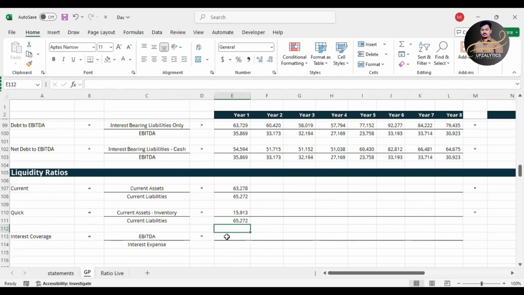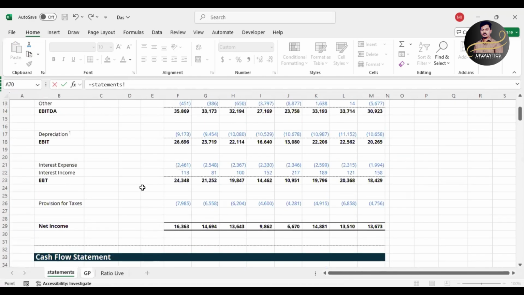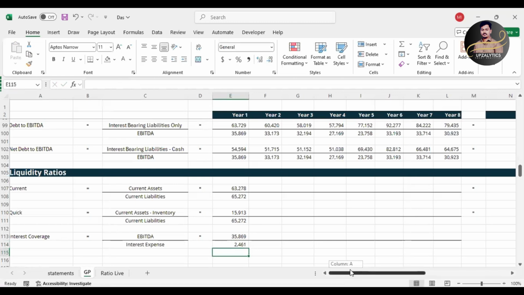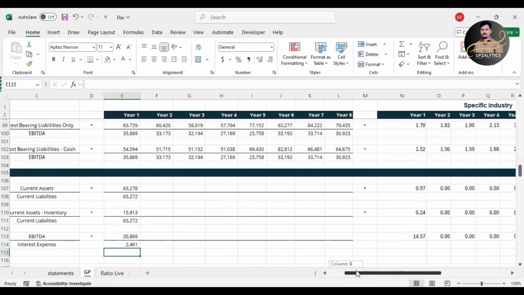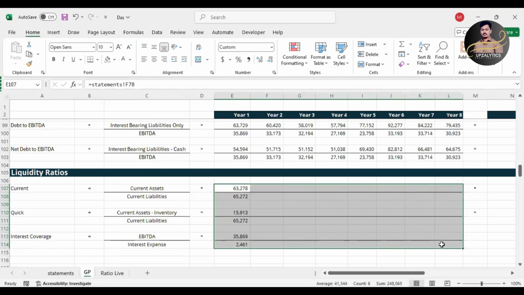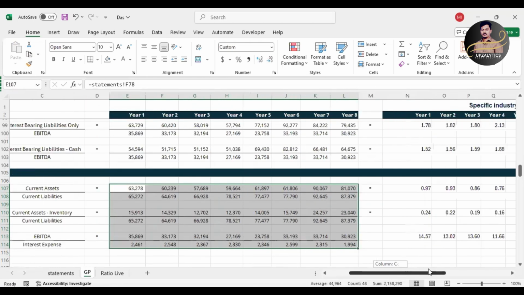Let's move forward to our interest coverage ratio. For that, let's take the EBITDA. The denominator is our interest expenses. We can take this from our income statement. This is not good, so we have to change this to a positive. Now interest coverage is around 14.57. So we have calculated all the ratios related to liquidity. Copy all and Ctrl R. Now we have calculated all the ratios under liquidity.